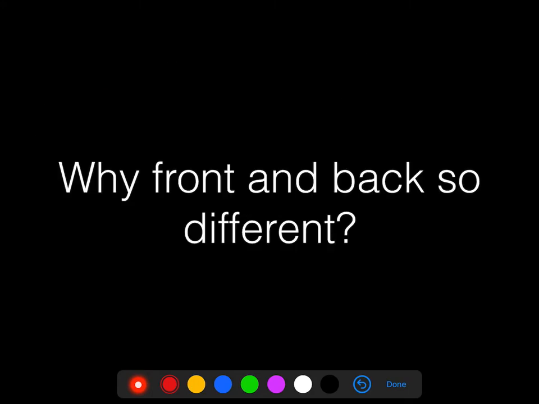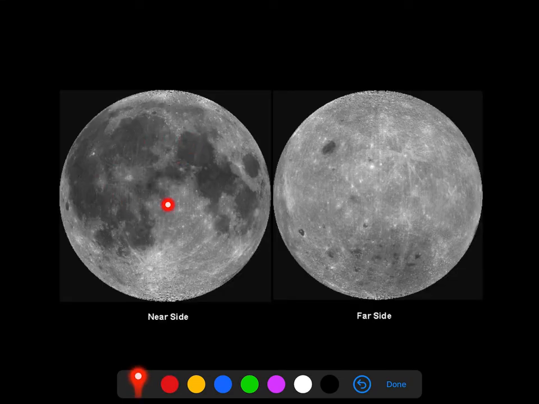Okay. And lastly, I'll just say, why do the front and back sides look so different? We've been hammering this point for quite some time now. Remember, we always see this side of the moon, and here's the back side. It looks so alien and wasn't even seen until 1959. Well, the story sort of goes like this.